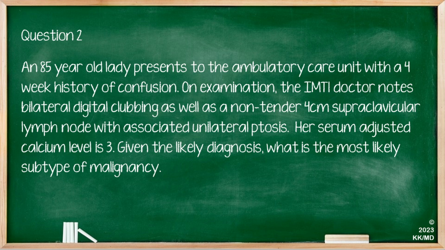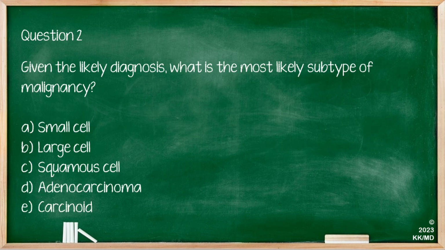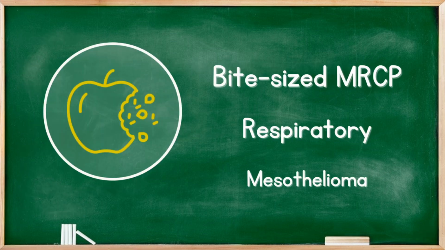So this requires you to think back upon the paraneoplastic syndromes that can be associated with the various forms of lung cancers. So our options here are small cell, large cell, squamous cell, adenocarcinoma, carcinoid. The correct answer here, which you may recall, is squamous cell, and it is important to try and remember which forms of paraneoplastic syndromes are associated with which types of lung carcinoma, as this can be quite a common question in the MCQ exams.